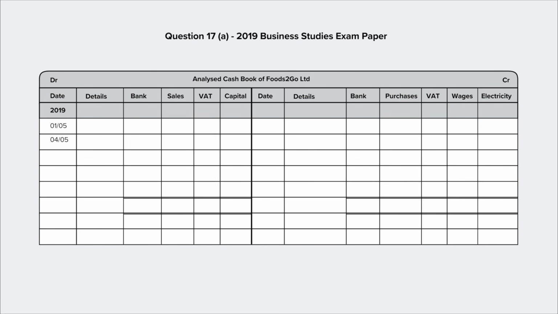Anything that's important that I'm talking about will be highlighted on screen, just so you can bear that in mind going forward for the video. So here we have our cashbook, which looks something like this. It has a debit and a credit side. So we've got to figure out what to put on each side.